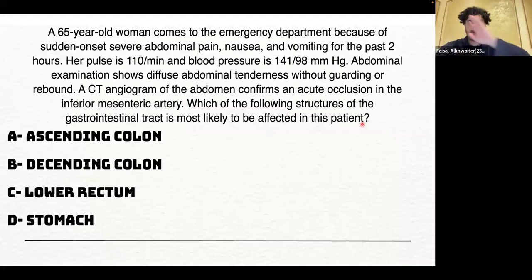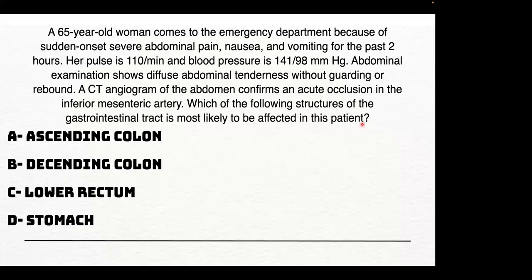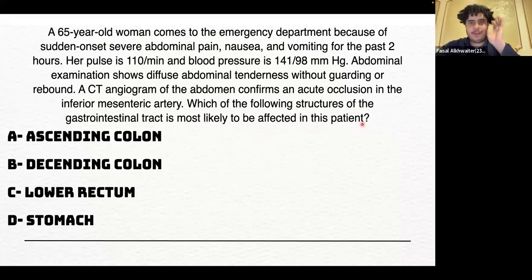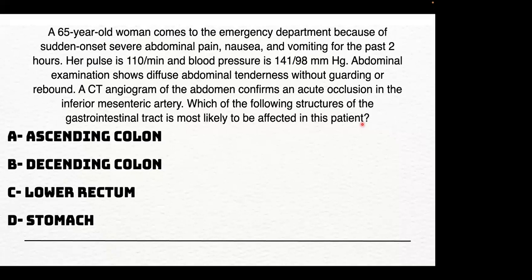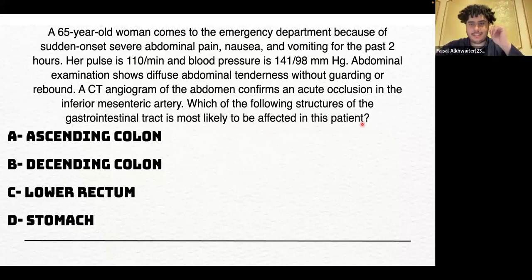Yes, you'll get it in the repro, inshallah. Next block, later. And then stomach, that's pretty easy. Celiac trunk. So it is descending colon.